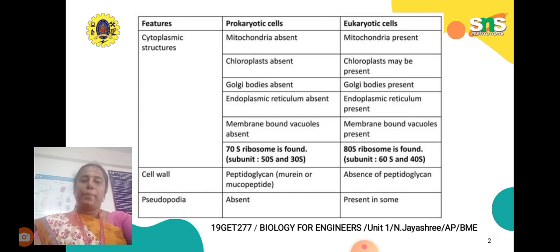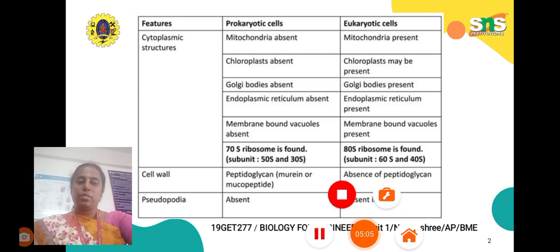The cell wall contains peptidoglycan in the prokaryotic cell, whereas in the eukaryotic cell it is absent. Pseudopodia are absent in prokaryotic cells and present in eukaryotic cells. So that's all about the structure and types of the two cells, prokaryotic and eukaryotic cells. And we have also seen the difference between these two cells.